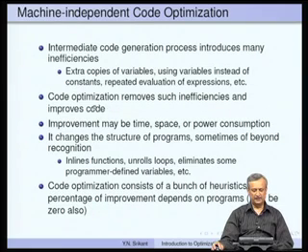Now the code optimization phase, or the machine independent code optimization phase, is supposed to remove such inefficiencies and improve the code. So, we will see examples of how this can be done very soon. This improvement may be time improvement, space improvement, or power consumption improvement. Any one of these can be improved, but our emphasis in this lecture will be on improving time.